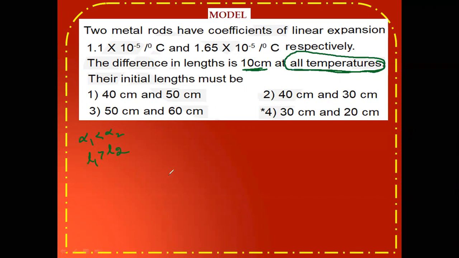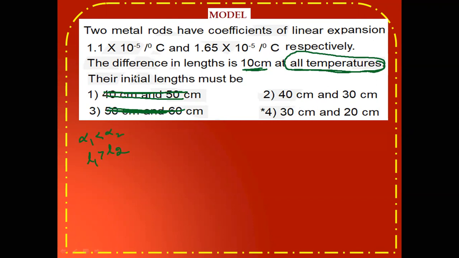So the initial length should be greater than the final length. See, here it is 100% wrong. It is the 100% wrong option. And this one is also a 100% wrong option, because here the final length is greater than that of the initial. So out of these two, we have to choose.